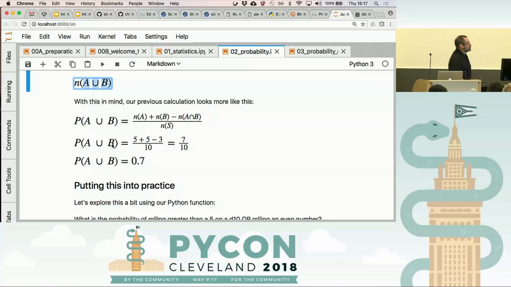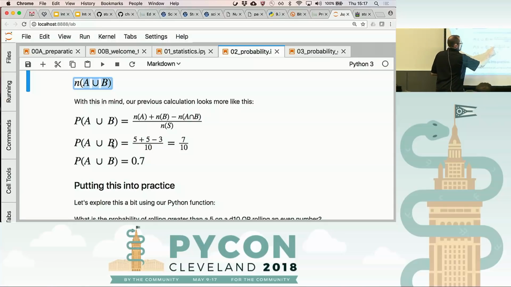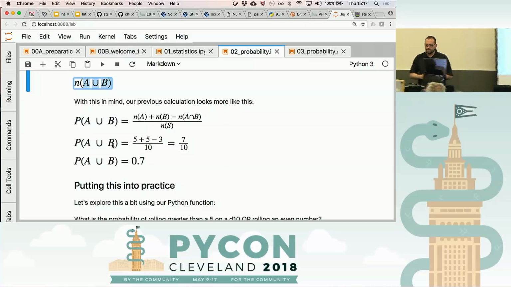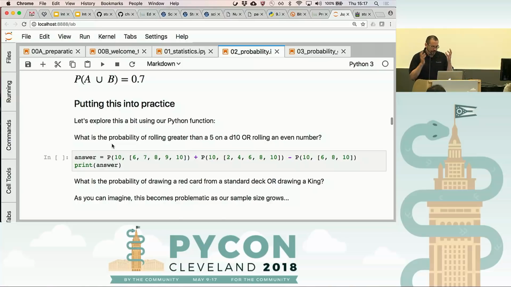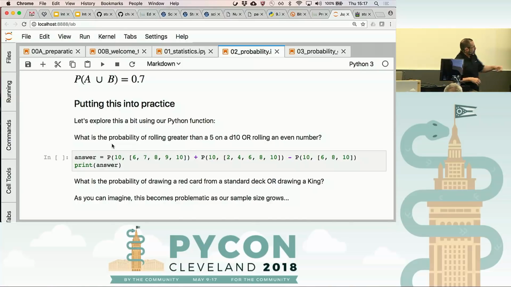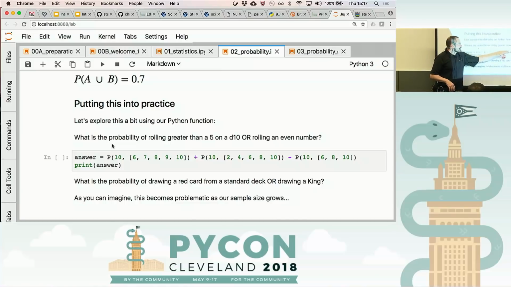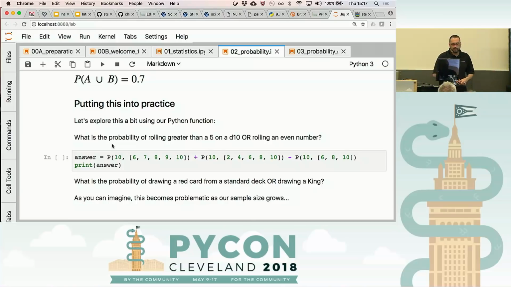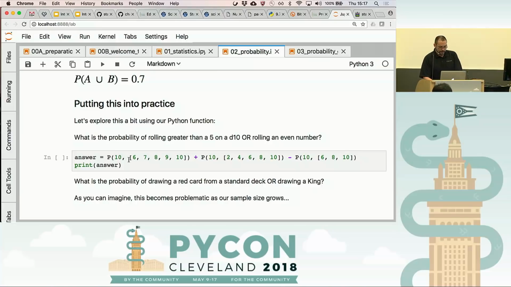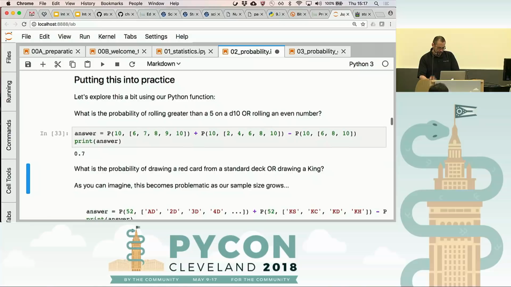All right. So sure enough, we do the math. Greater than 5 is a 50% chance. There are 5 elements there. Odd is 5 elements. There's an overlap of 3. We do the math. We get 7 over 10. Okay. So let's start to explore this in practice. We'll use my little Python probability function. I put in anything that's greater than 5, anything that's even, and we subtract manually the things that we know overlap. And let's get an answer. And sure enough, we get 0.7.